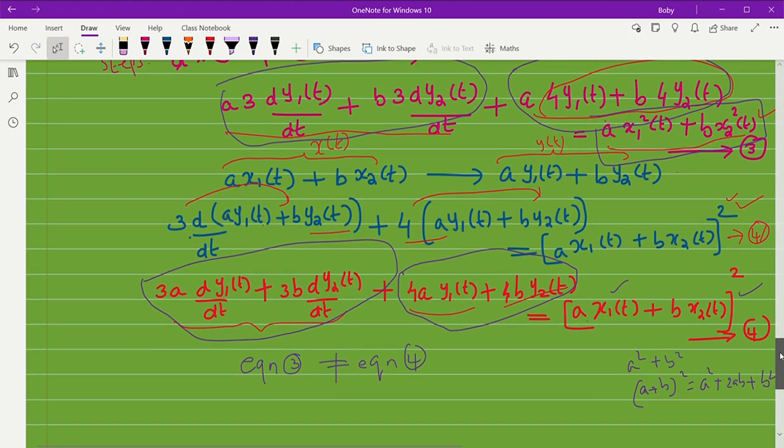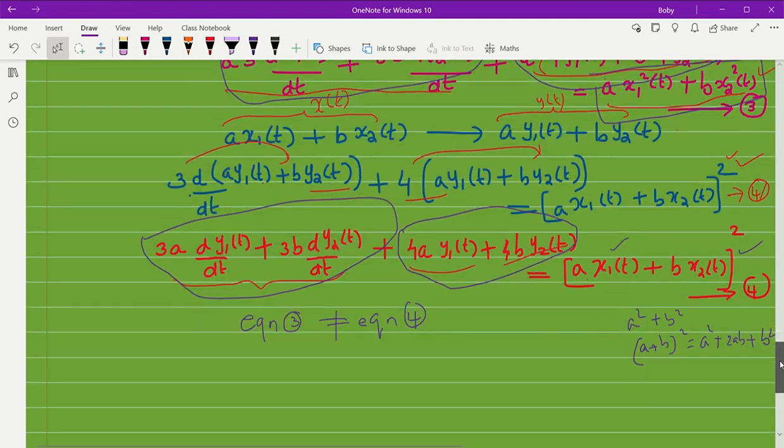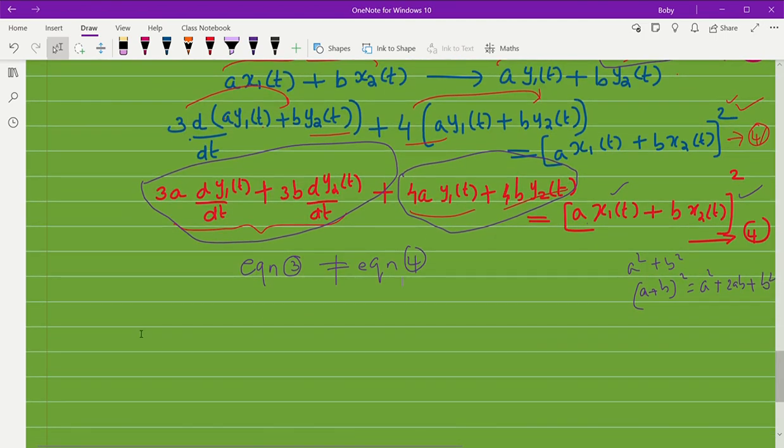Okay, so that is why we can say that the system is non-linear. Therefore the system is non-linear. So this is how we need to check whether the system is linear or not.